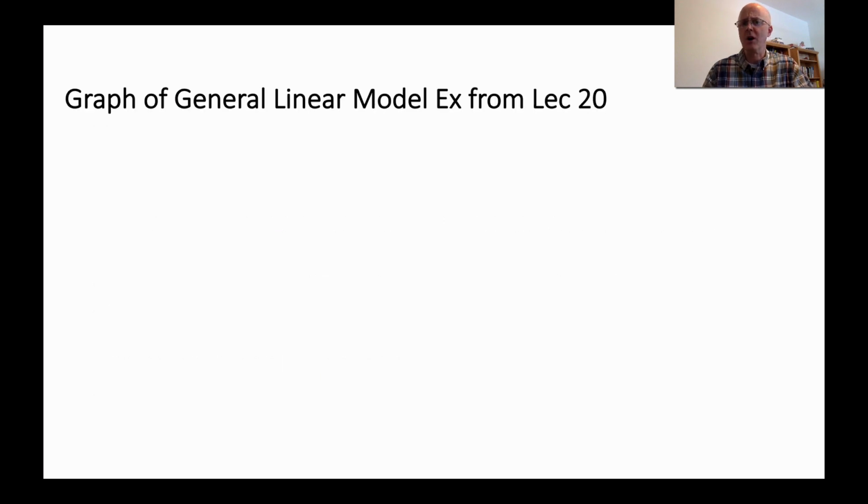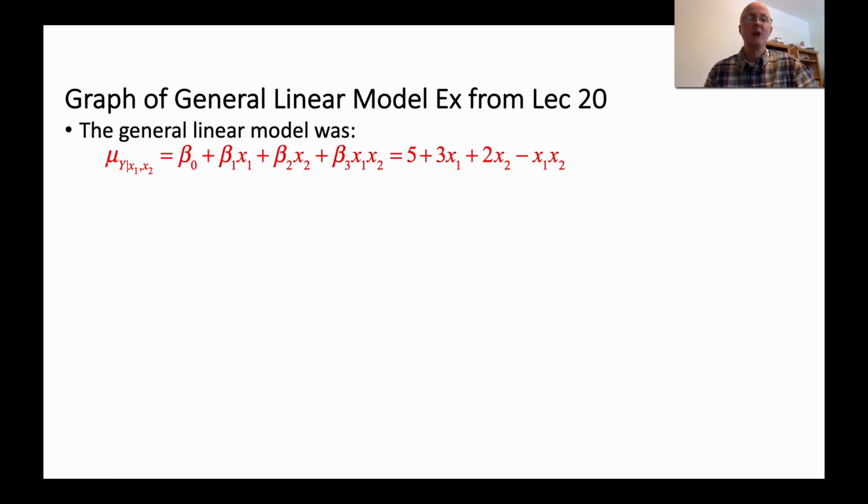All right, so here let's start by looking at the general linear model example from lecture 20. Here was the model. The general model was that mu, when you know x1 and x2, this is going to be the mean of the y values when you know x1 and x2, is some fixed function of x1 and x2: beta 0 plus beta 1 x1 plus beta 2 x2 plus beta 3 times x1 x2. And this is a general linear model in spite of the nonlinearity here with the x1 times x2.